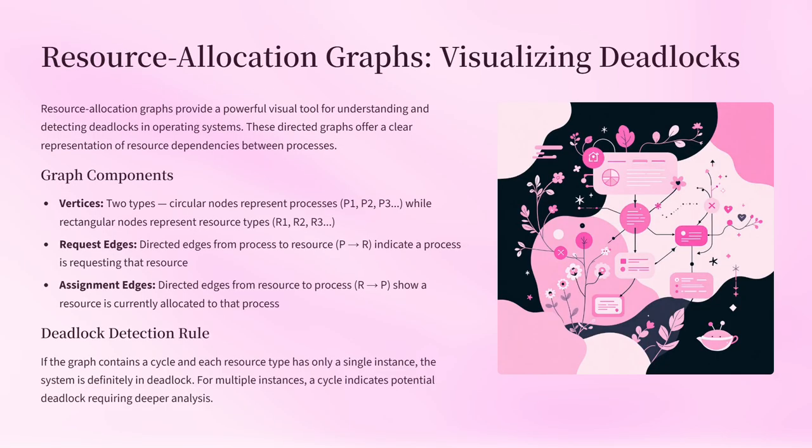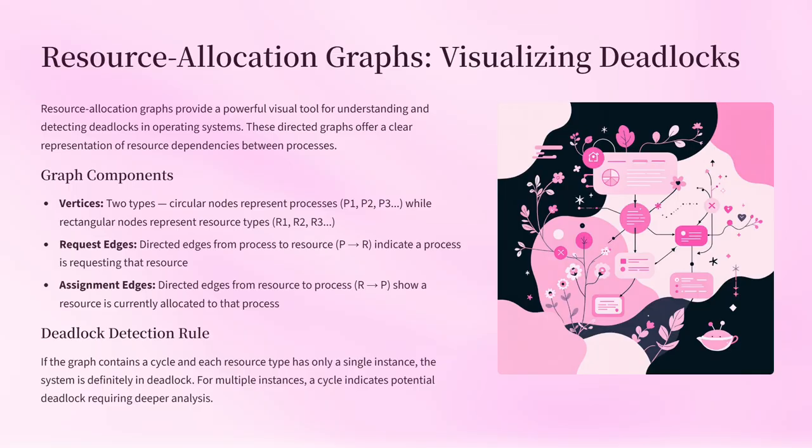Resource allocation graphs: visualizing deadlocks. To detect and understand deadlocks, we can use resource allocation graphs. These are directed graphs showing which processes are using or requesting which resources. Vertices: circles represent processes, rectangles represent resource types. Request edges: arrows from a process to a resource indicate the process is requesting that resource. Assignment edges: arrows from a resource to a process show that the resource is already allocated.